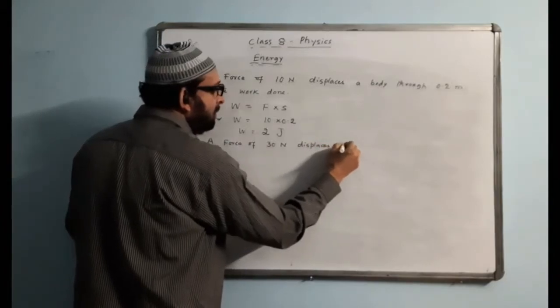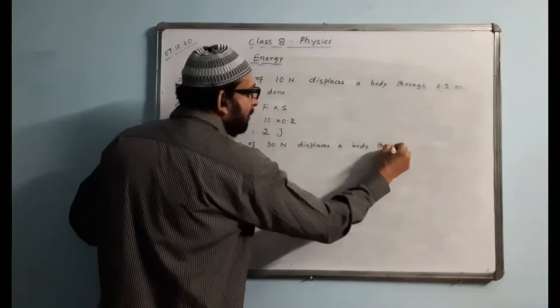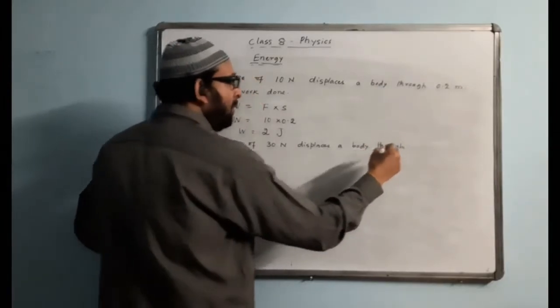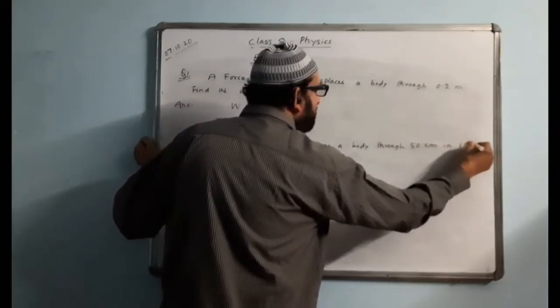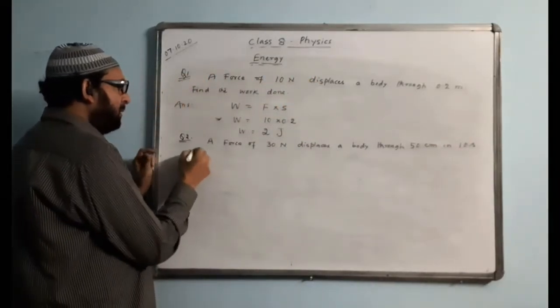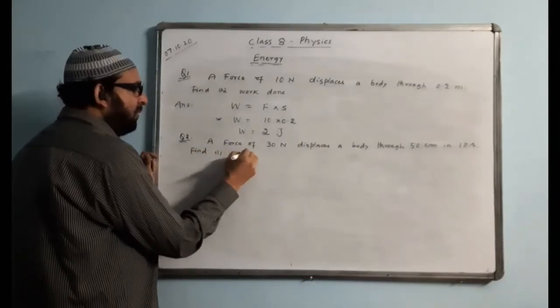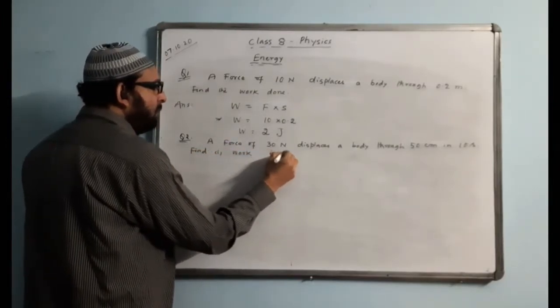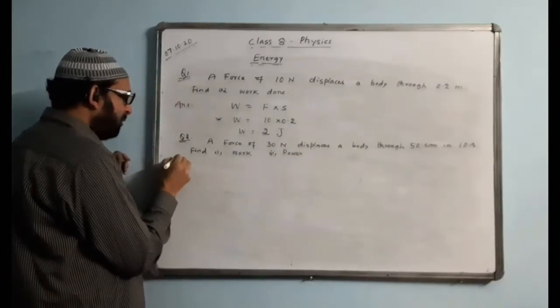Question number 2 says a force of 30 Newton displaces a body through 50 centimeters in 10 seconds. Find number 1 work, number 2 power. That is the question. Now find the answer.